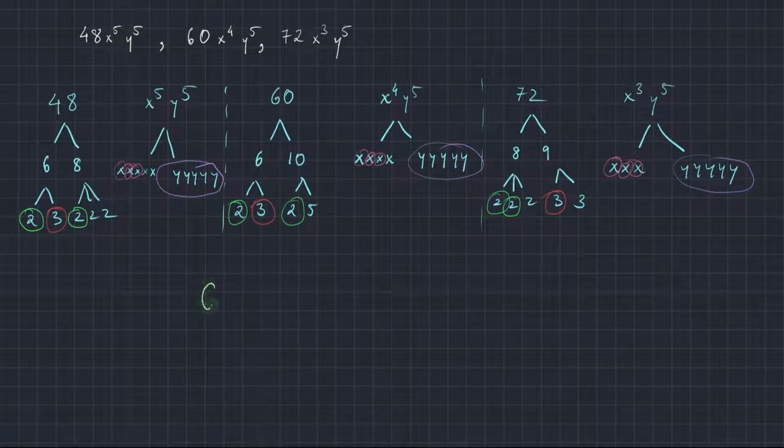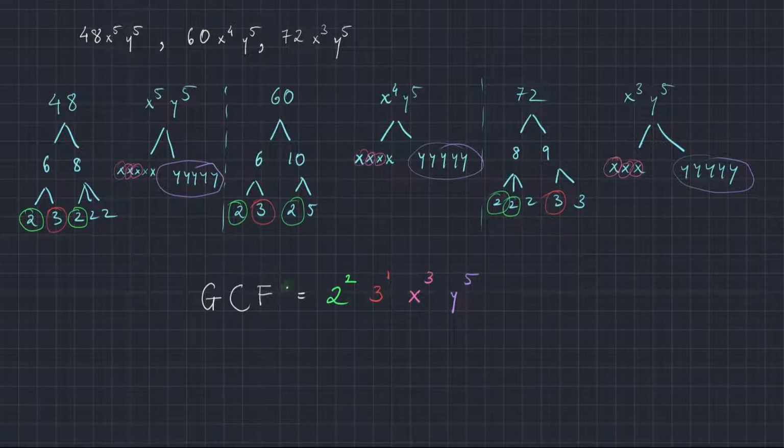So let's write down greatest common factor, GCF equals. So how many 2's were in common? We had 2 2's in common. So we have 2 squared multiplied by how many 3's did we have in common? Just 1. So 3 to the power of 1. How many x's did we have in common? 3 x's. So we have x to the power of 3. And finally, we had 5 y's in common. So we have y to the power of 5.